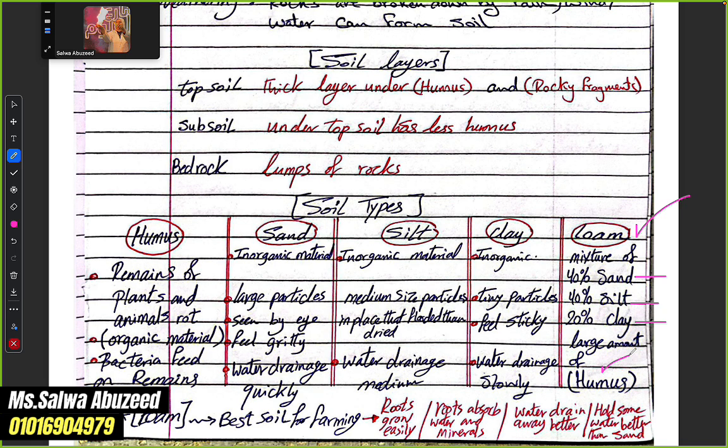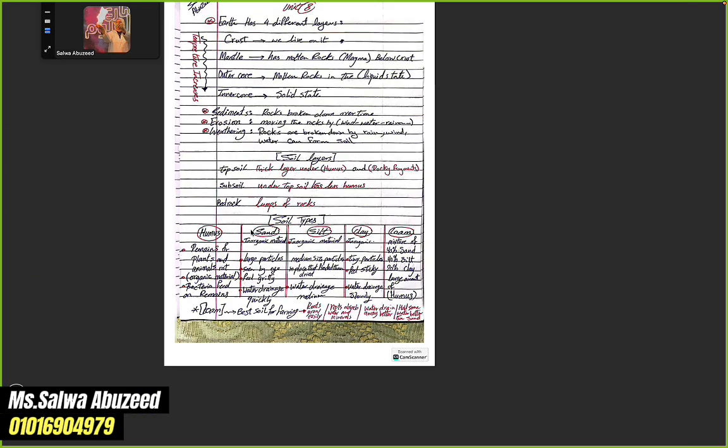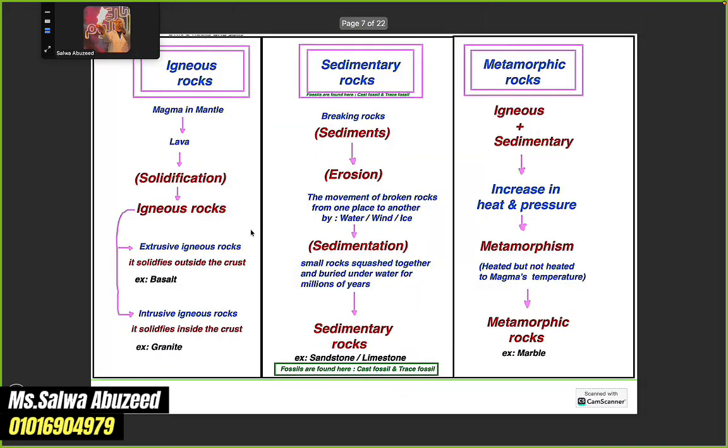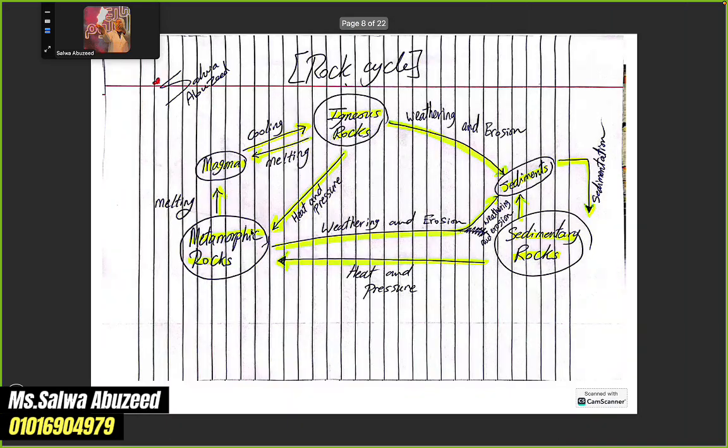So this is the loam. He took the life out of every kind of those, and he took their superpowers, like the ability for the roots to grow easily, absorbing water and minerals, draining the water quickly or in a better way, and also holding water, because he took superpowers from all. These are the types of soil, and this is the whole lesson for the rocks and soil. So it's not hard after all.